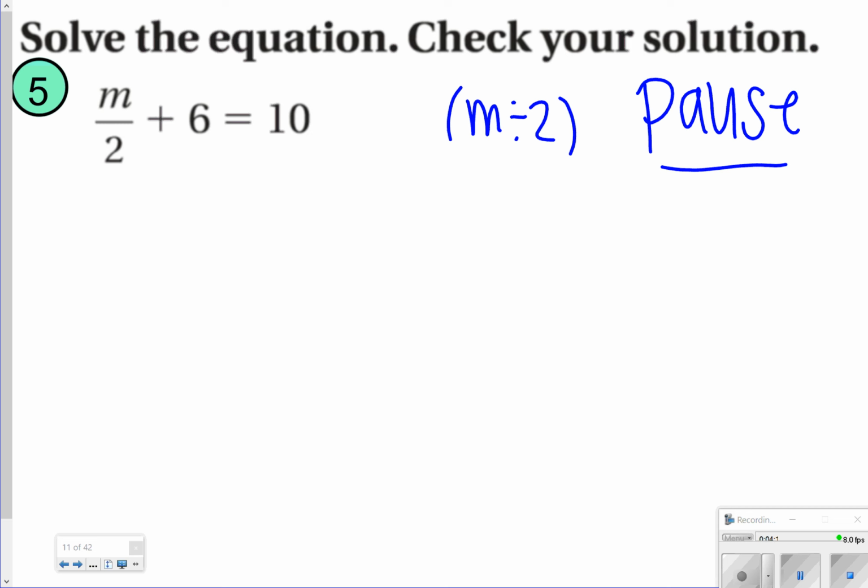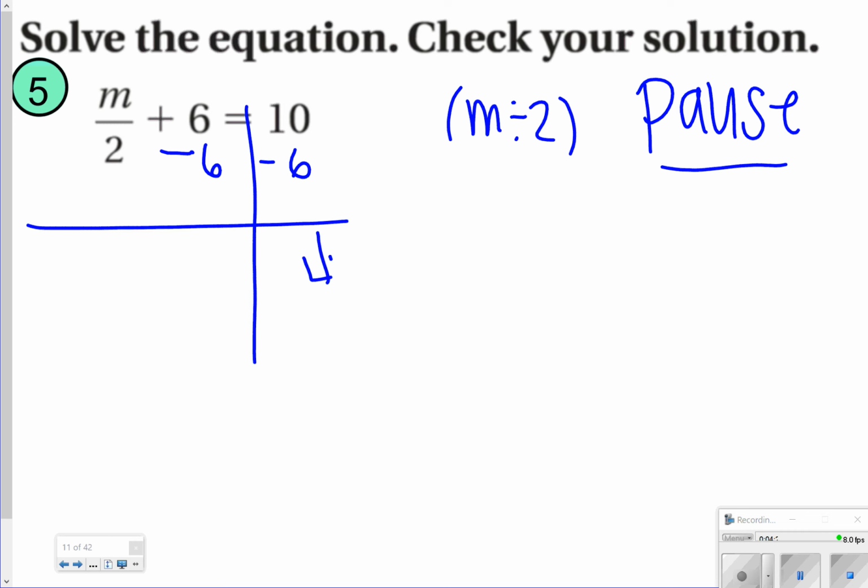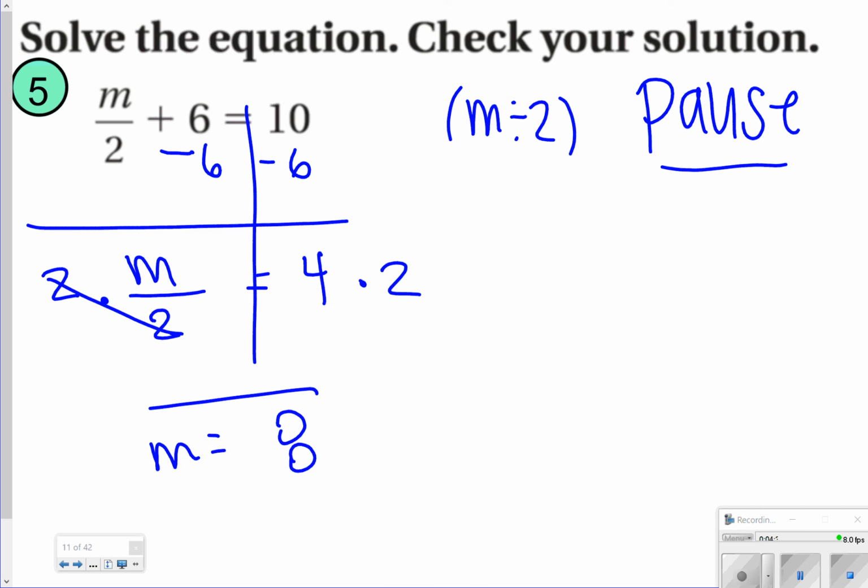Alright, so we're going to start with subtracting 6 from both sides. So we have 4 is equal to, oh sorry, that's a bad 4. Let's fix that. There we go. m over 2. Remember, m over 2 just means m divided by 2, so I'm going to multiply by 2 on both sides to get rid of it. m is equal to 8. Okay?